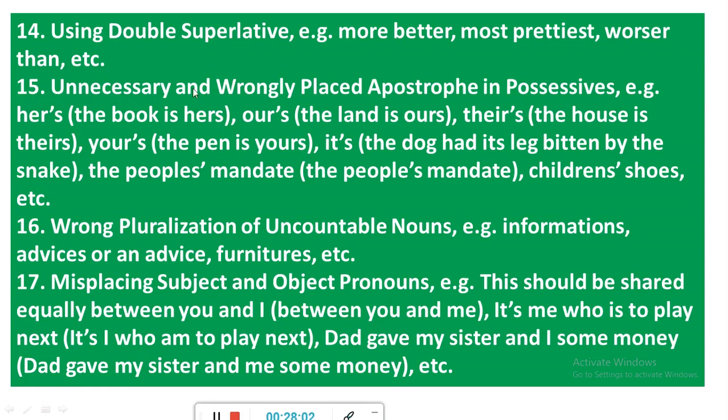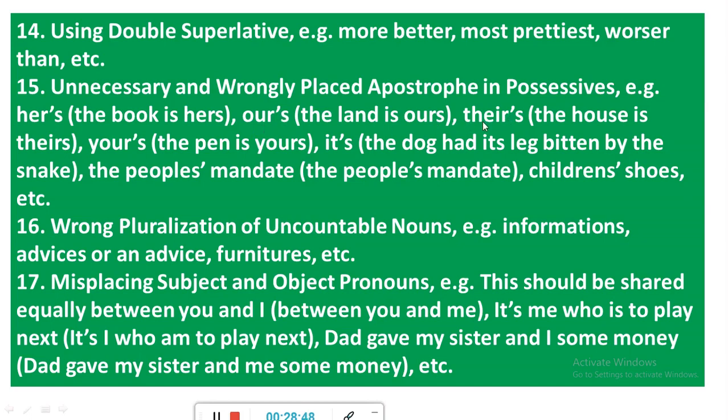Now, number 15, unnecessary and wrongly placed apostrophe in possessives. For example, hers. When you say the book is hers, and then you put an apostrophe before s in hers, it is unnecessary and it's a wrongly placed apostrophe. This actually is a possessive, but it doesn't require an apostrophe. Hers is simply H-E-R-S without apostrophe. The same thing applies to ours, O-U-R-S. You don't have to put apostrophe before S.